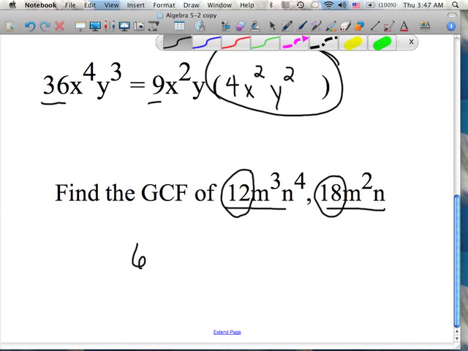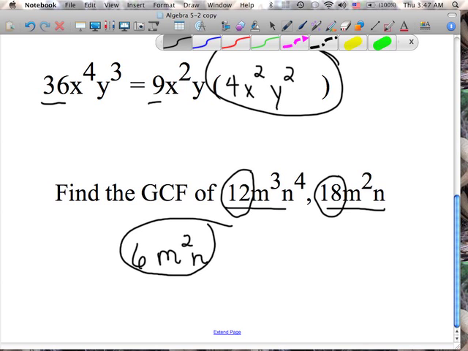Moving to the next term, m cubed and m to the 2nd. You have to always choose the smallest power. So m to the 2nd, and then n to the 4th, and n, that would give you n. So that is your greatest common factor. Always choose the smallest power.